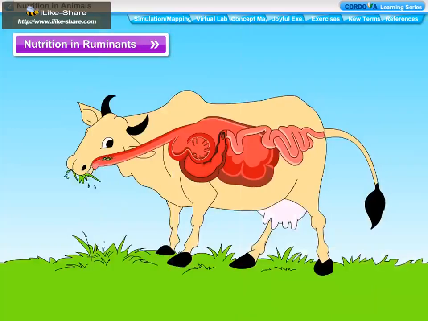The food that is swallowed goes into the first chamber or the rumen. Here it is partially digested. This food is called cud. It then goes to the second chamber or the reticulum, from where it is returned to the mouth. After thorough chewing and mixing with the saliva, the re-chewed food is swallowed again.